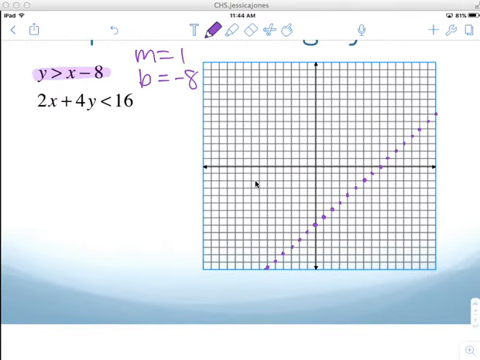This is a greater than sign, so I'm going to keep my line dotted. It cannot equal the line. And I'm going to shade everything above.